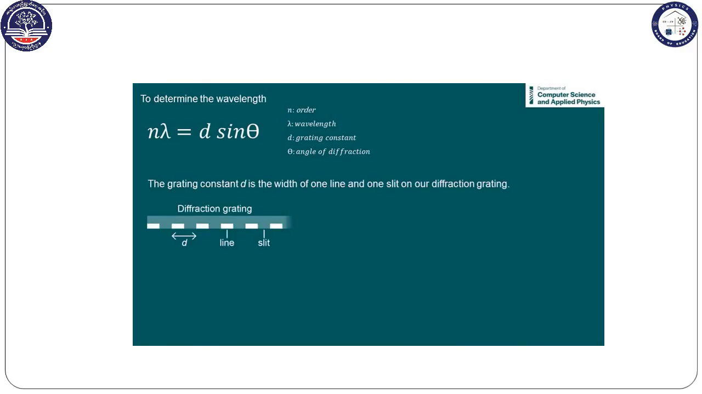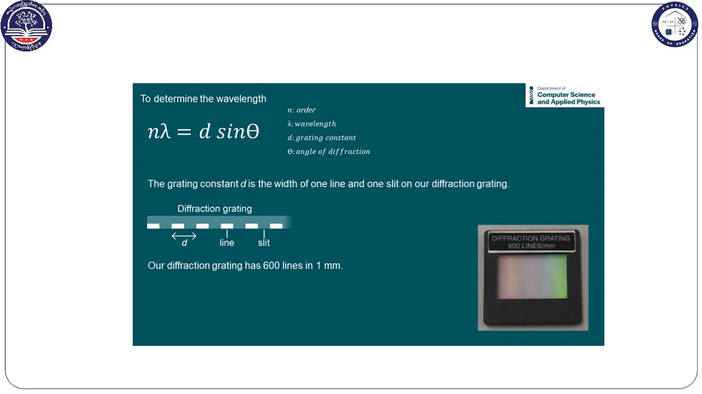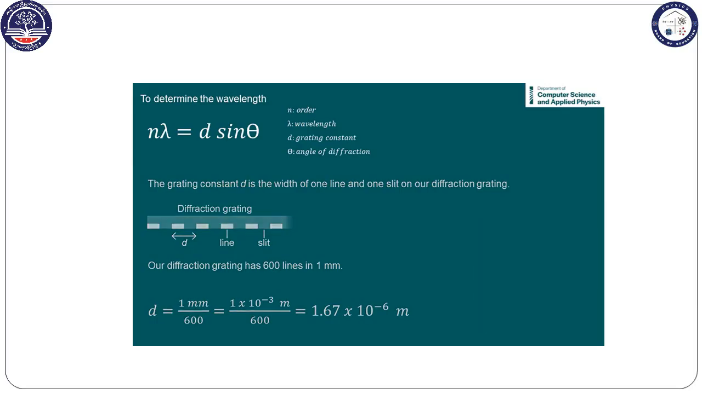D in this formula is the grating constant. It's equal to the width of one line and one slit on our grating. Our diffraction grating has 600 lines in 1 millimeter. There's actually 600 lines ruled in 1 millimeter of space on the grating. So to calculate the value of d, it's just 1 millimeter divided by 600. Or I usually change to meters at this stage, so it's 1 by 10 to the minus 3 meters divided by 600, which is equal to 1.67 by 10 to the minus 6 meters.